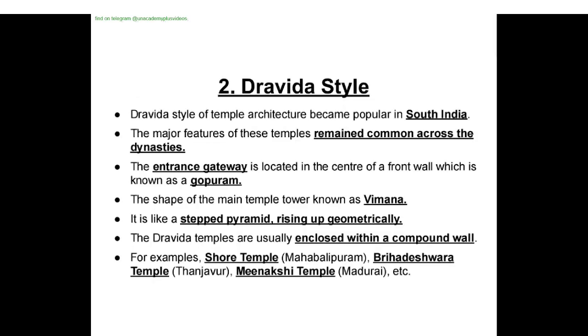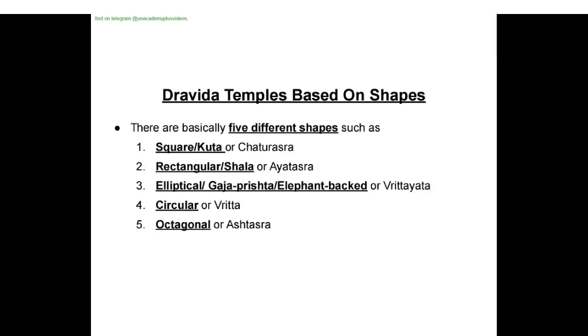Dravida style. Dravida style of temple architecture became popular in South India. The major features of these temples remain common across the dynasties. The entrance gateway is located in the center of a front wall, which is known as Gopuram. The main temple tower is known as Vimana. It is like a stepped pyramid rising up geometrically. The Dravida temples are usually enclosed within a compound wall. For example, Shore Temple of Mahabalipuram, Brihadeshwara Temple of Tanjavur, Meenakshi Temple, Madurai, etc.